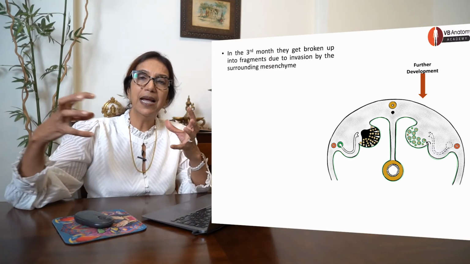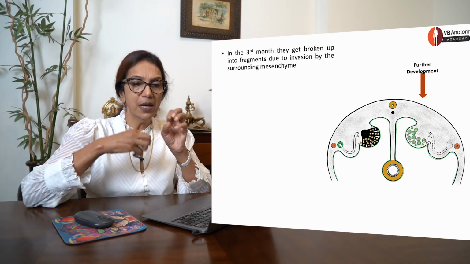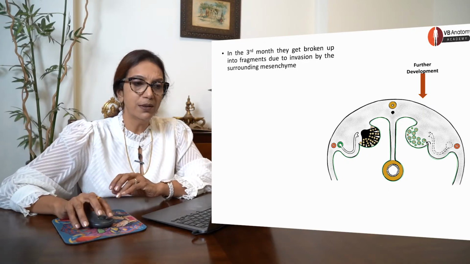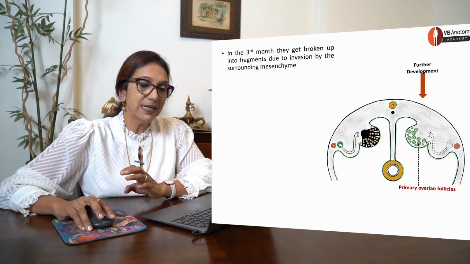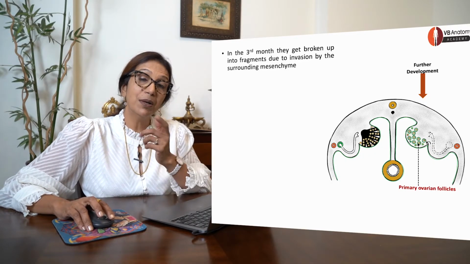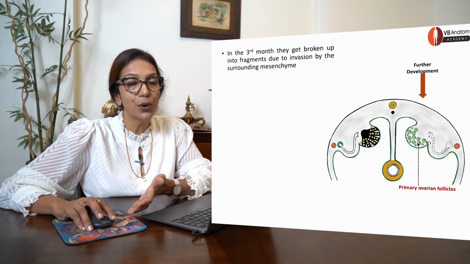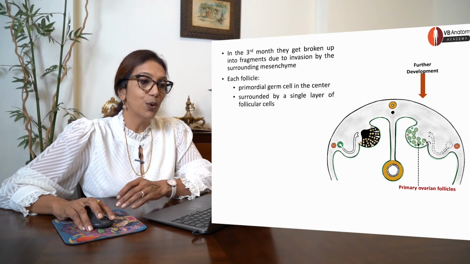And by the underlying mesenchyme. Remember, the underlying mesenchyme is invading into them, breaking the cord into smaller cell groups. And this is how primary ovarian follicles are formed. Remember your histology, ovarian follicles. What are primary ovarian follicles? Here I'll show you what they are.